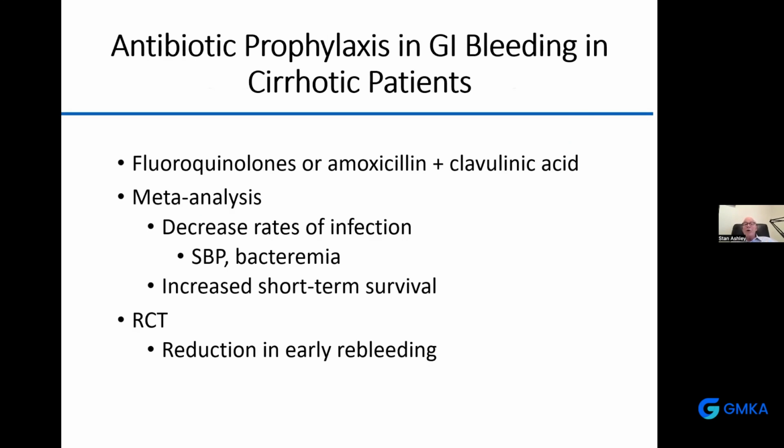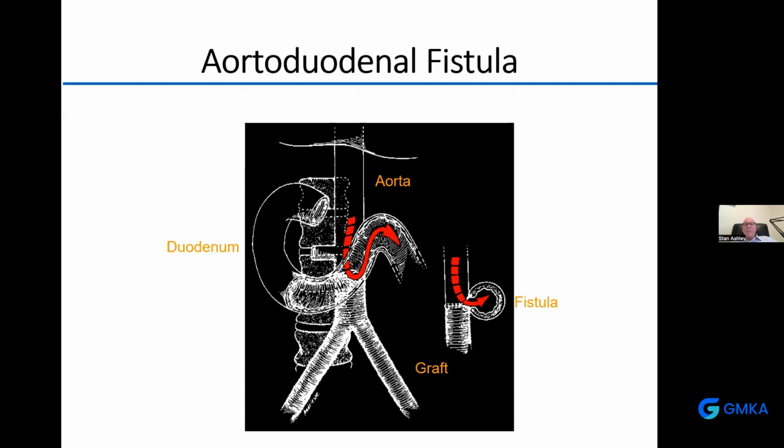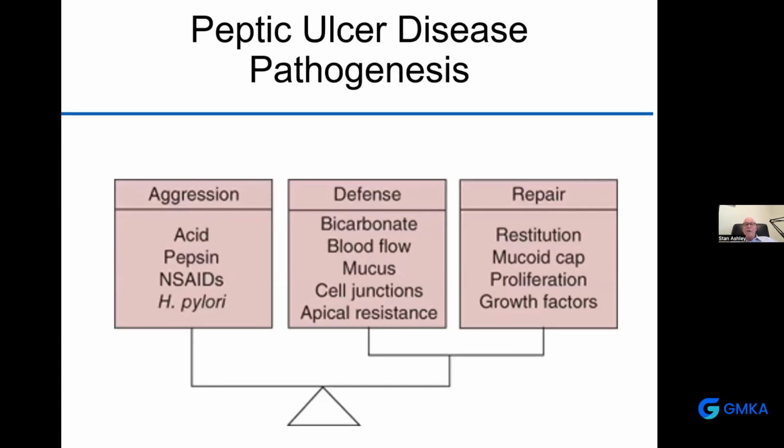Antibiotics have clearly been shown to reduce the incidence of spontaneous bacterial peritonitis and nosocomial pneumonias, and they're associated with a reduction in rebleeding. And then just to think about aortoduodenal fistula, these are very difficult to manage, but if a patient has a big bleed and they've had a graft, it is something to think about.